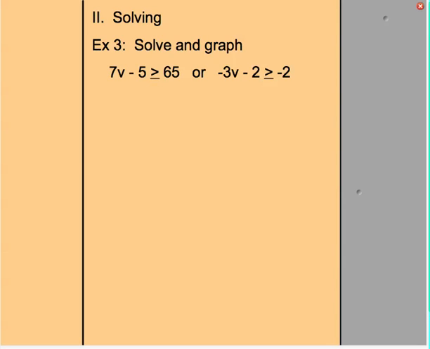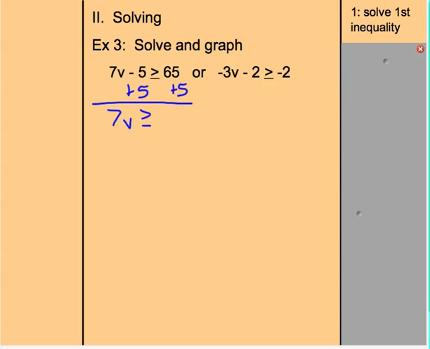The next thing we need to learn is how to solve our or inequalities. Well, the solving process is exactly the same as solving an and compound inequality. Solve the first inequality. So I'm going to look at the one on the left, adding 5 to both sides. I get 7v greater than or equal to 70. Dividing both sides by a positive 7, so I don't have to flip my inequality. I get v is greater than or equal to 10.